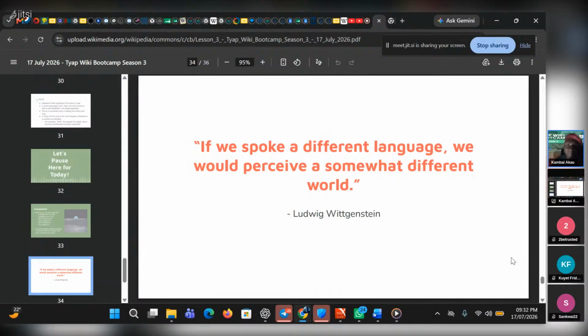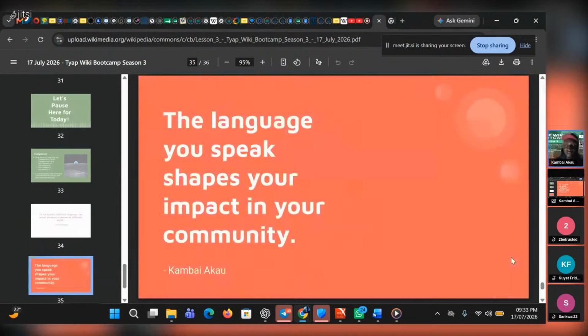And if you want to think like a Tyap person, then maybe you can start to learn how to speak and read and write the Tyap language. And then a statement from yours faithfully says, the language you speak shapes your impact in your community. In other words, if you speak the Tyap language often, you are going to see the needs of developing the Tyap language. But if you are a Hausa speaker, you will never see the use of developing the Tyap language. You always see the need to develop the Hausa language.